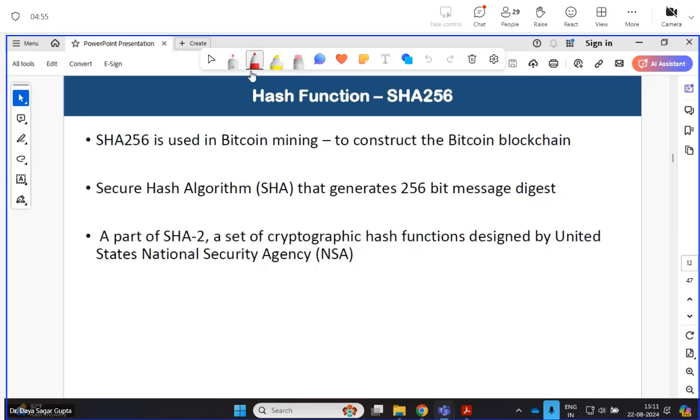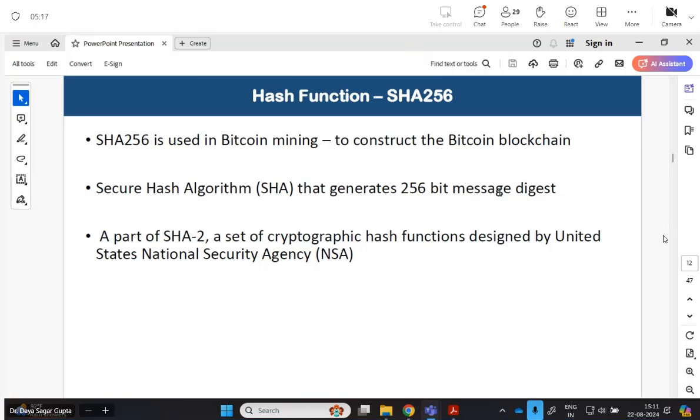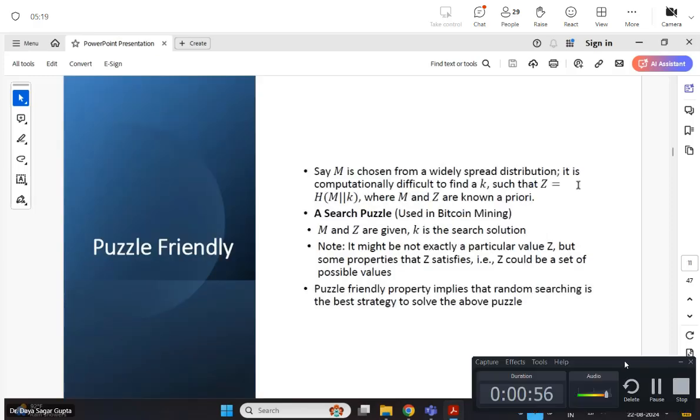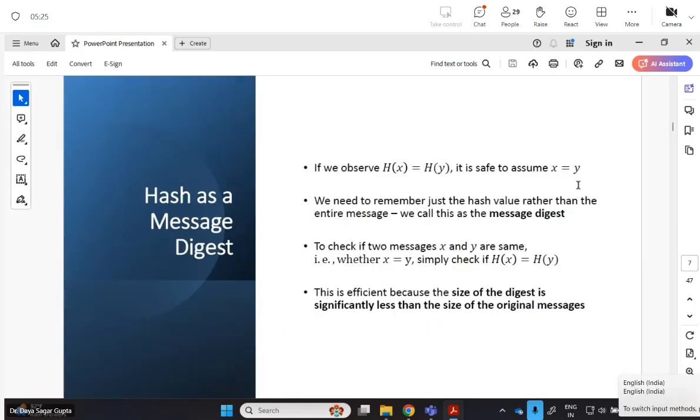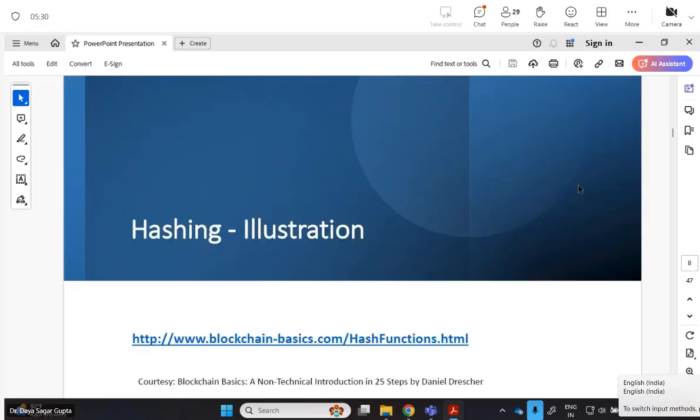Let us try to understand these things. Basically, this SHA-256. SHA means what? This is called a secure hash algorithm. I think we have seen this one. We have seen this thing basically, and we illustrated this hash function in the previous class through this website.